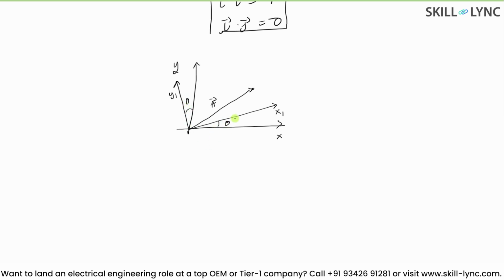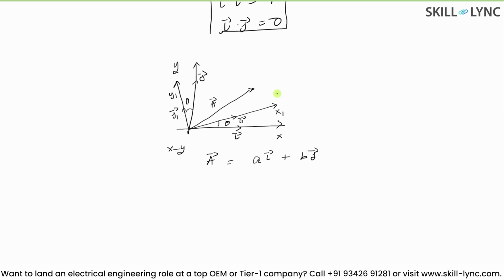The other thing that I need to define are my unit vectors. Along the xy coordinate system, my unit vectors are going to be i vector and j vector, and along my x1 y1 coordinate system, my unit vectors are going to be i1 vector and j1 vector. Now let me define a vector in the xy coordinate system. I'm going to say that a vector is a times i vector plus b times j vector.